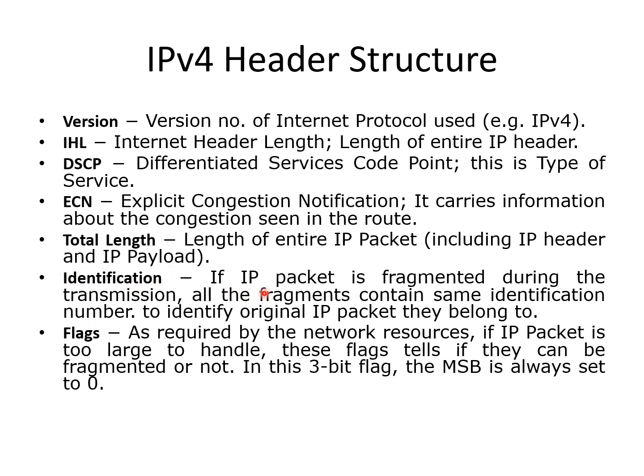Identification: if an IP packet is fragmented during transmission, all the fragments contain the same identification number, so that whenever the receiver receives them, the entire packet can be reassembled as the original IP packet. Flags. Flags are basically as required by the network resources. If the IP packet is too large to handle, these flags tell whether it can be fragmented or not. The flag field is basically 3 bits, and the MSB is always set to 0.